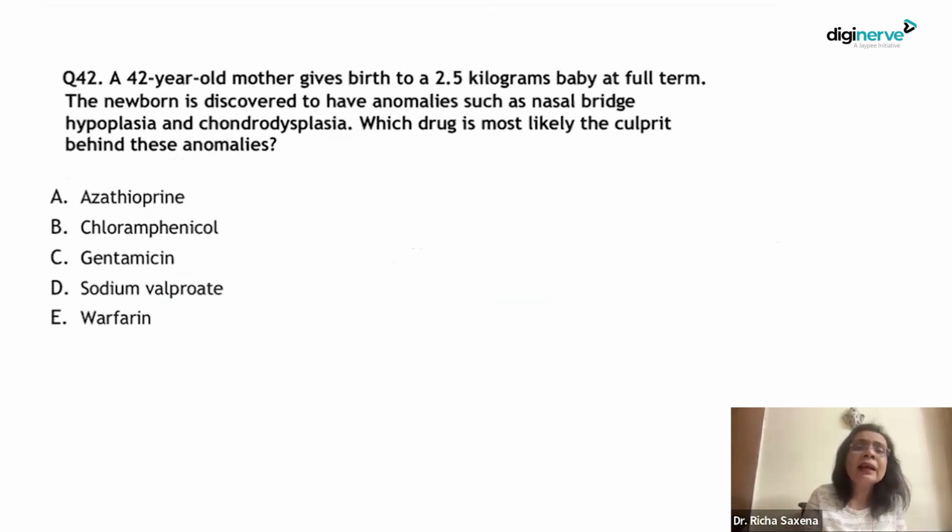Yes, warfarin. And what do you do if a woman comes on warfarin and she is maybe in her first trimester? What should you do? What should you do if she's on warfarin? Yes, replace it with heparin or low molecular weight heparin, right?